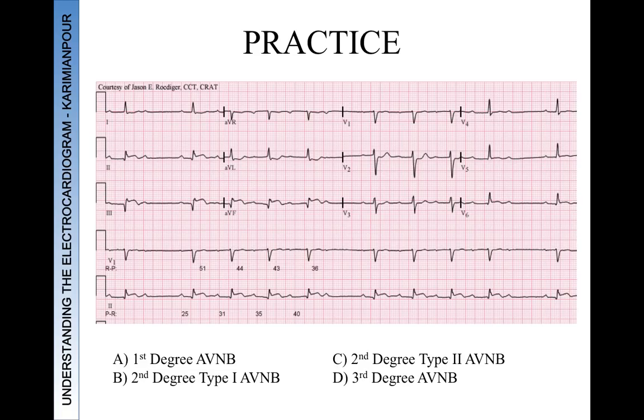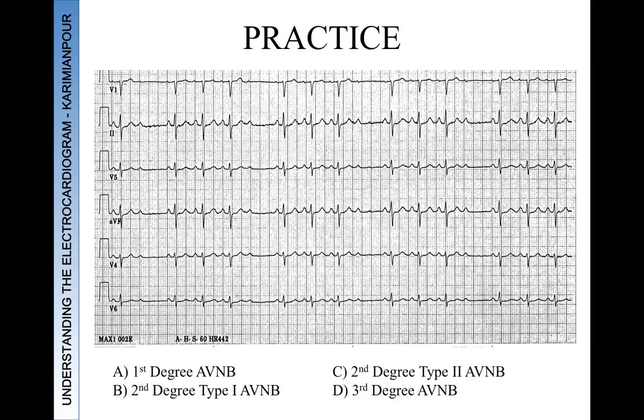And if we look here, they obviously gave us the numbers, the duration of the PR segments. So it makes it easier, but even visually, if you were to ignore the numbers, you can see that the PR interval is just over one large box in duration, then it gets longer, then it gets longer and longer, and then finally you have a P wave here that is not conducted, and then the cycle restarts itself from the beginning. So this is a type 1 second degree AV node block. Let's pause the video here.